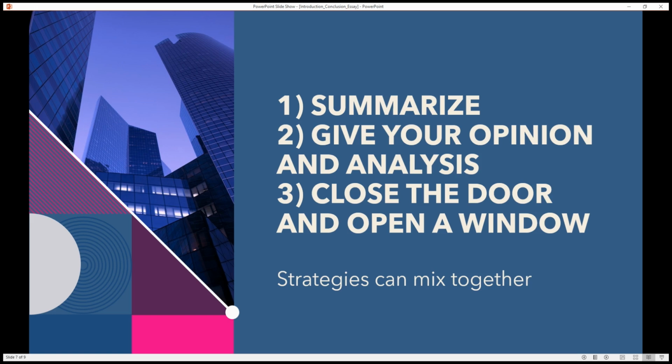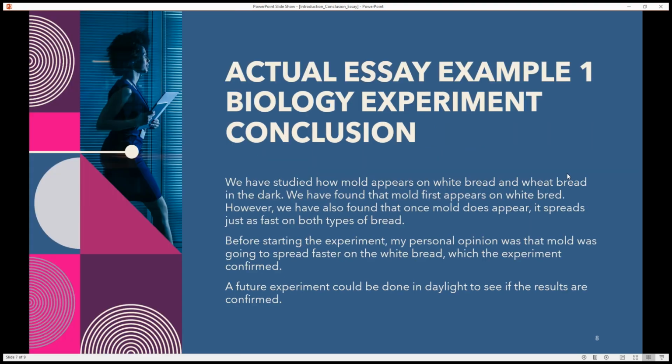And what that means is, in research, you close your research and you open the subject on another research. But it doesn't have to be research, right? It could be expanding your subject to a bigger horizon, closing the door and opening a window. So we're going to see two examples, right? First of all, a simple one for a biology experiment.